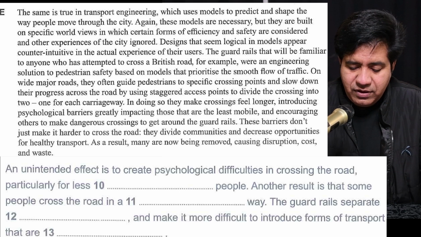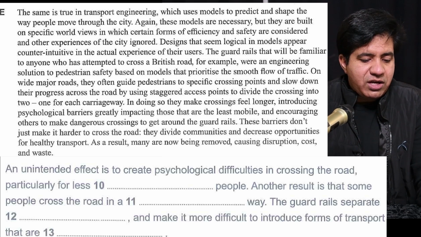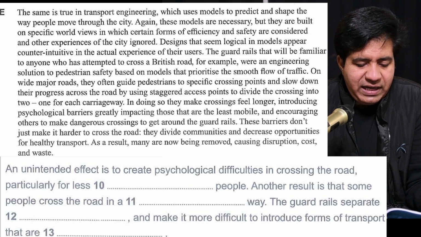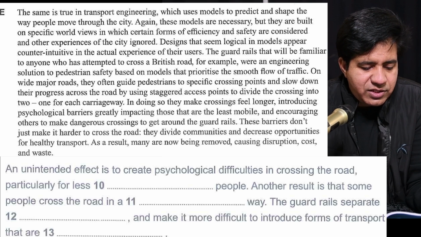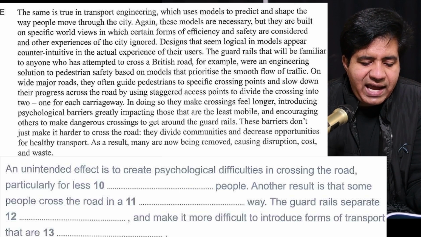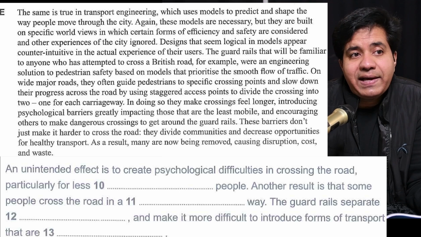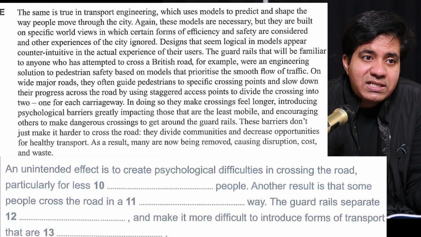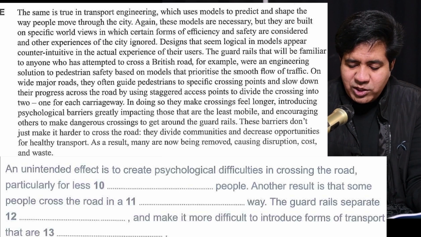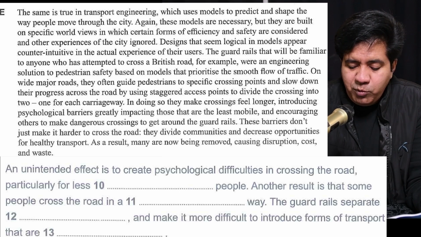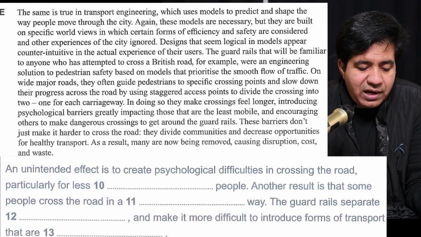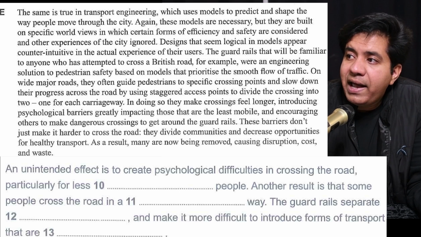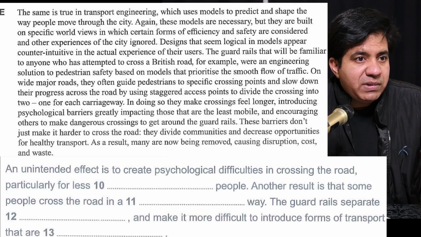Same paragraph where you found the answer of question number 9. Read on. After carriageway, in doing so, they make crossing feel longer, introducing psychological barriers, greatly impacting those that are the least mobile. Those means people. Least means less. So, particularly for less mobile people means people who are least mobile. For people, they use the word those, and the answer is mobile. This mobile is not a mobile phone, that means moving actually.